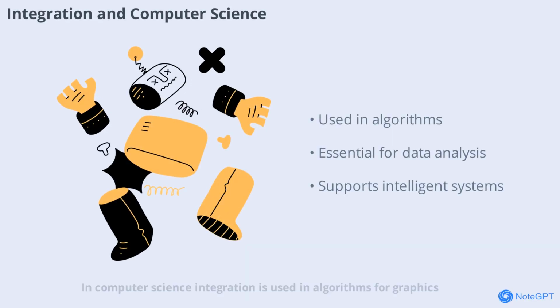In computer science, integration is used in algorithms for graphics, machine learning, and data analysis. Calculating areas, probabilities, and accumulated values is essential for building intelligent systems and processing large datasets. Integration helps computers make sense of continuous information.